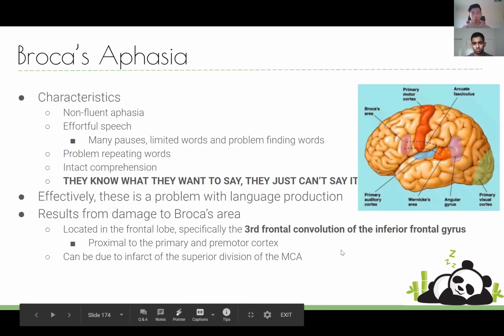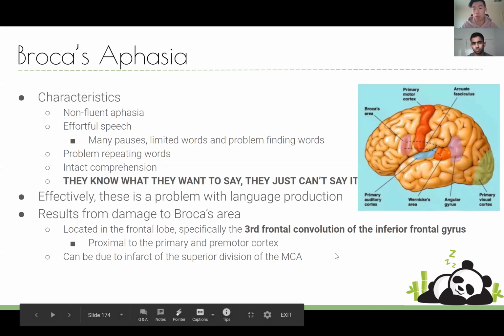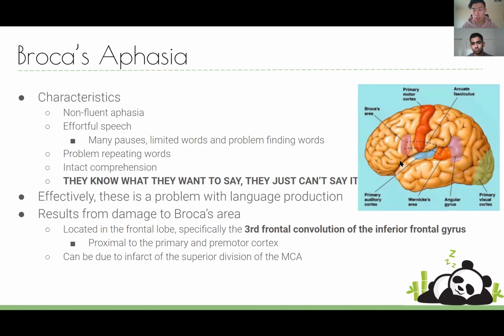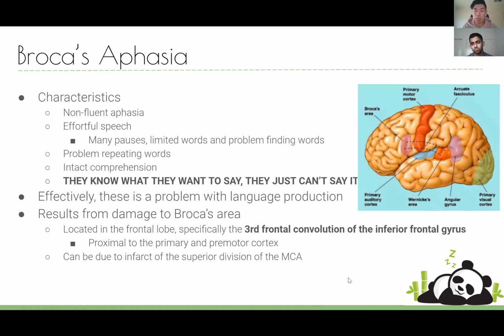So Broca's aphasia. So this is non-fluent aphasia. They have effortful speech. They have trouble finding the words to talk, or their talking is just more difficult. They make sense, but it's hard for them to come up with the words to flow. Basically, they know what they want to say, but they just can't say it. It's a problem with language production. Importantly, like I said earlier or yesterday, Broca's area is this location, the third frontal convolution of the inferior frontal gyrus, there basically, and it can be a problem with MCA strokes. But importantly for Broca's, they know what they want to say, they just can't say it.